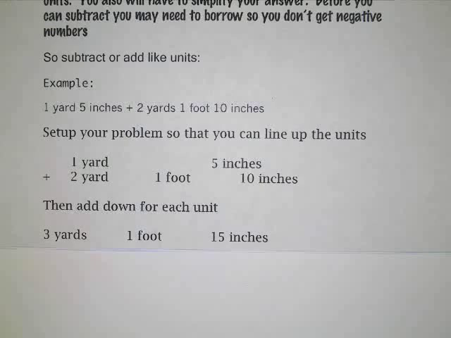Because there's 12 inches in a foot, and we want to make it as easy to read as possible, we would write 1 foot, 3 inches. How many feet did we already have? So how many feet are we going to add? We're going to add 1 to give us 2 feet. So our answer should be 3 yards, 2 feet, 3 inches.